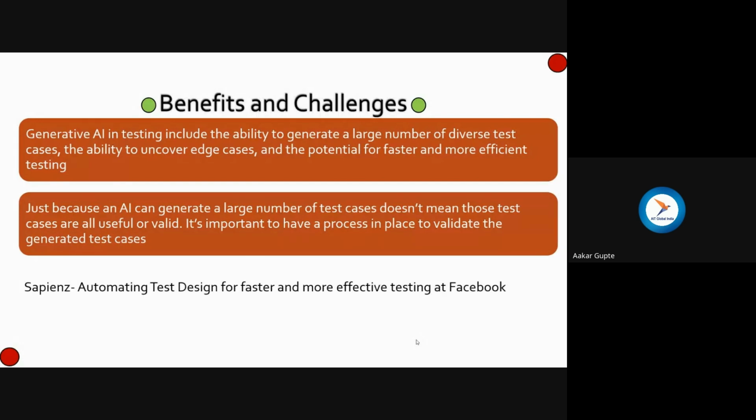The second thing is challenges. Just because an AI generates a large number of test cases doesn't mean those test cases are all useful or valid. Correct? So this is an important point which you should understand while you work on this Gen AI. Let's say for any of the functionality, you might ask for test cases, or you might ask for test data. In that case, from the response you need to have confidence, or you need to have a process in which you ensure how you are going to validate the data.